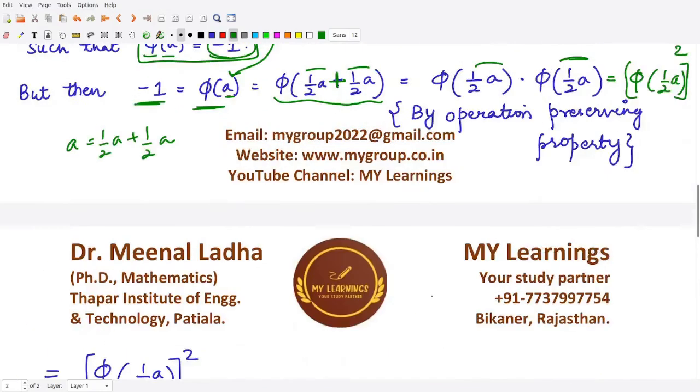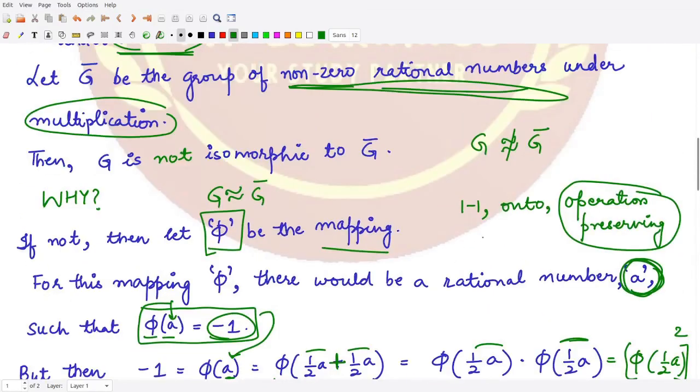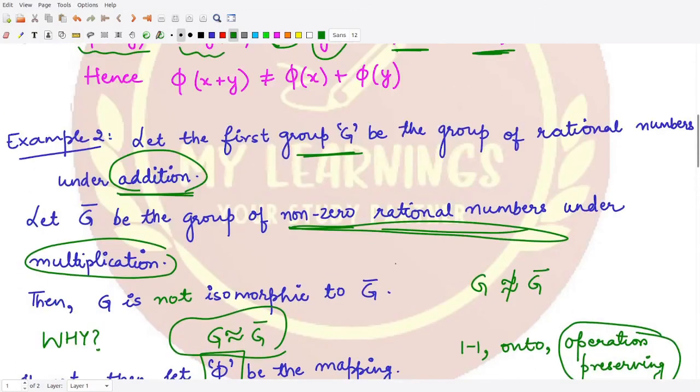So therefore whatever we have assumed was incorrect. We assumed that they were isomorphic to each other, but this is not true in general. So therefore we have these as non-isomorphic groups.